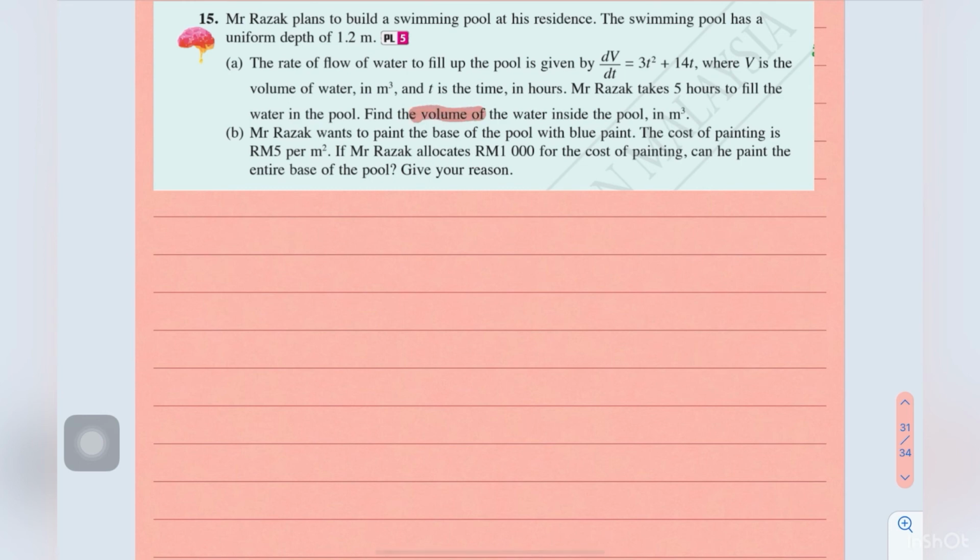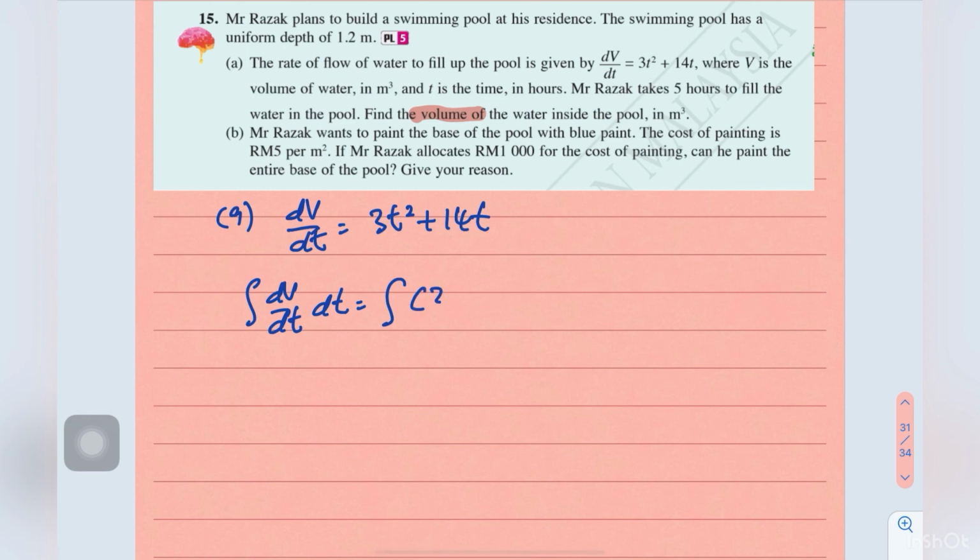Okay, so we are going to find the volume. We know that we can find volume V from dV/dt. So here we got dV/dt equals 3t squared plus 14t. To find V from dV/dt, we need to integrate both sides with respect to t. So integrate 3t squared plus 14t with respect to t, we get V. So this one is 3t cubed over 3 plus 14t squared over 2 plus c.